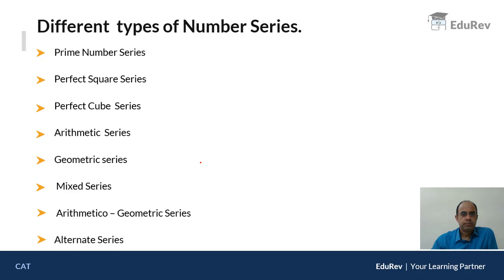Now, broadly, we can categorize number series in 8 types. Fine. Now, first is prime number series, then perfect square series, third is perfect cube series, fourth is arithmetic series, fifth is geometric series, sixth is mixed series, seventh is arithmetico-geometric series, and eighth is alternate series. Now, we will learn one by one each of these series with the help of some examples.